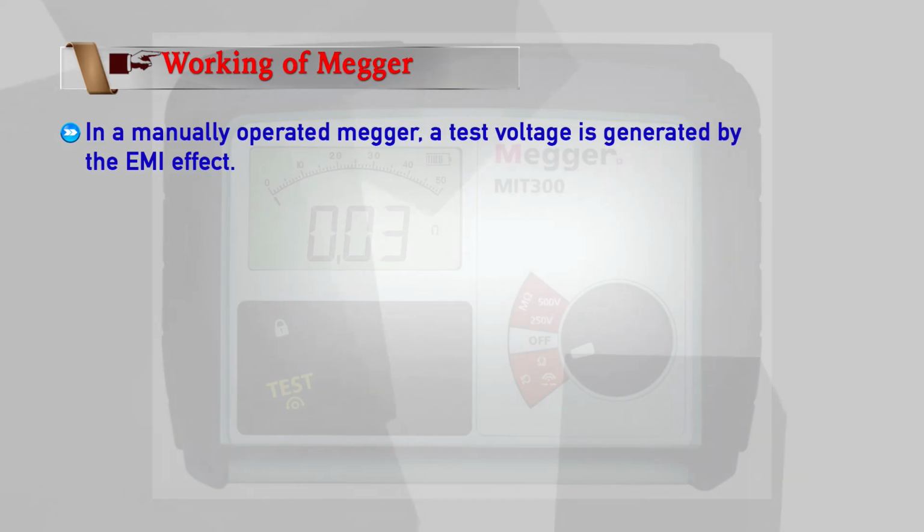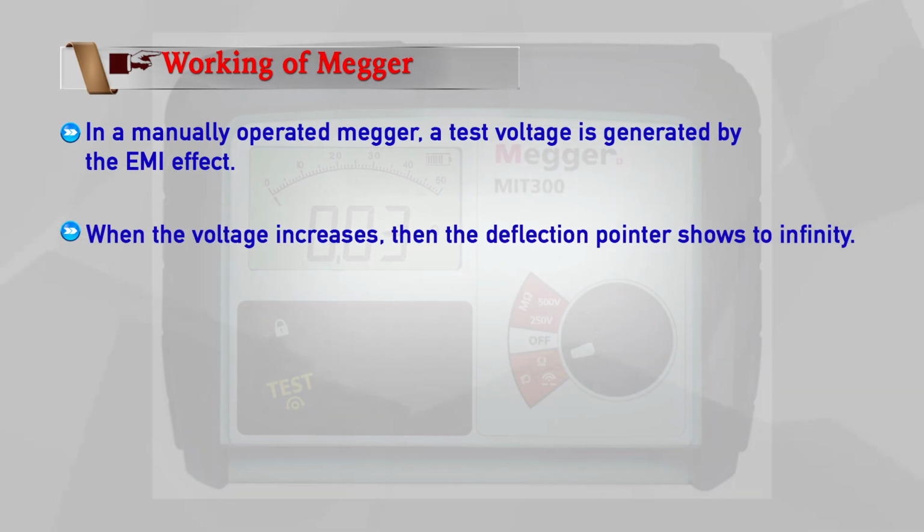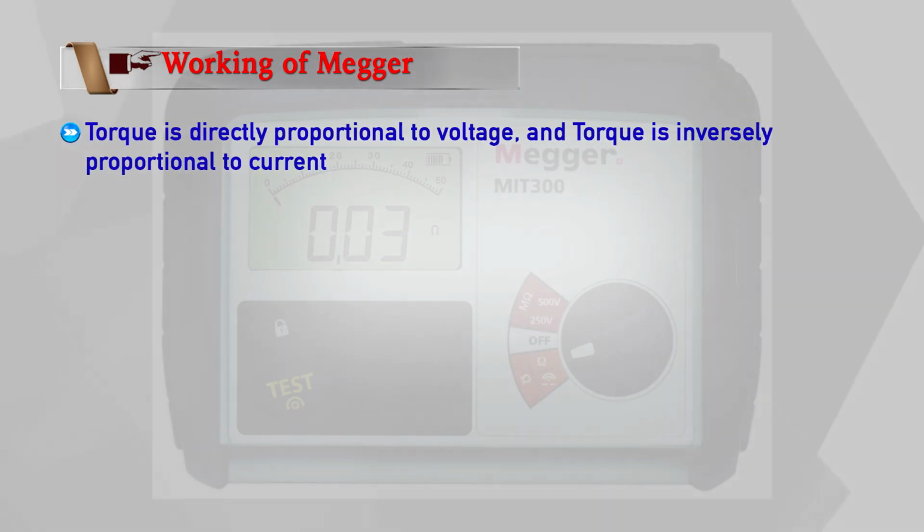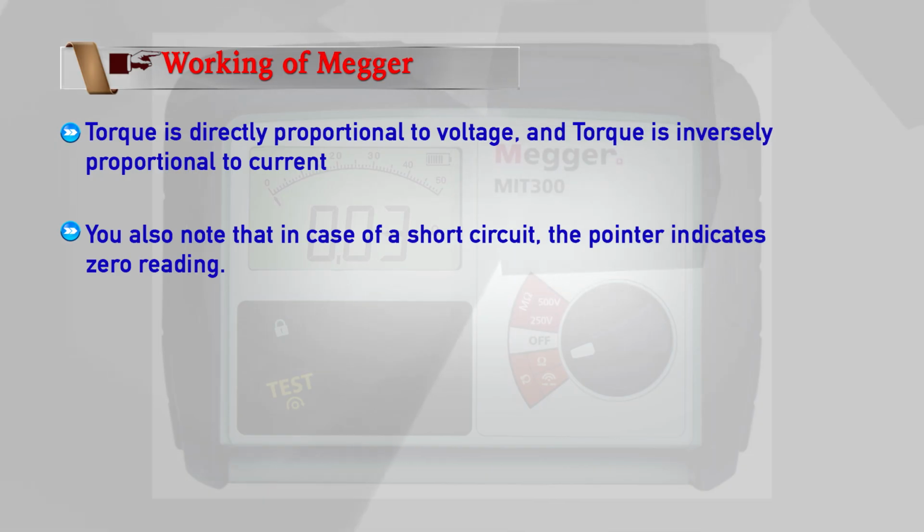In a manually operated measure, a test voltage is generated by the EMF effect. When the voltage increases, the deflection pointer shows infinity. Similarly, if the current increases, the deflection pointer shows 0. Therefore, the torque is directly proportional to the voltage and inversely proportional to the current. You also note that in case of short circuit, the pointer indicates 0 reading.